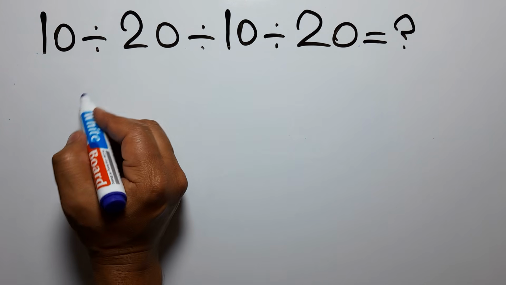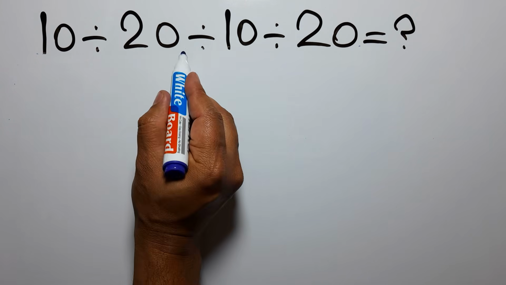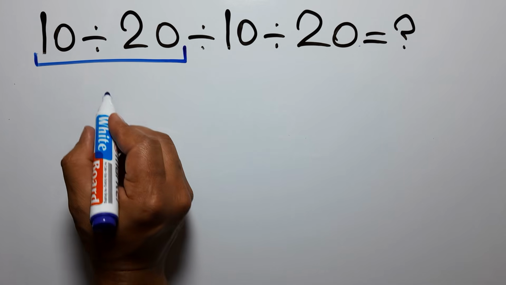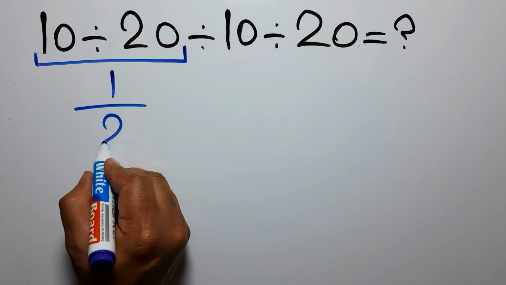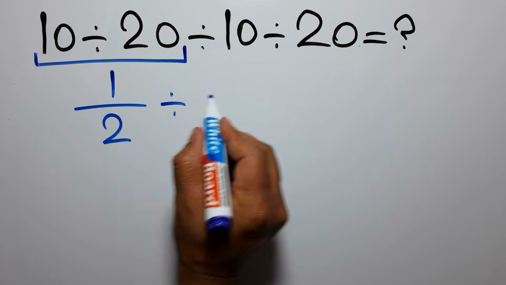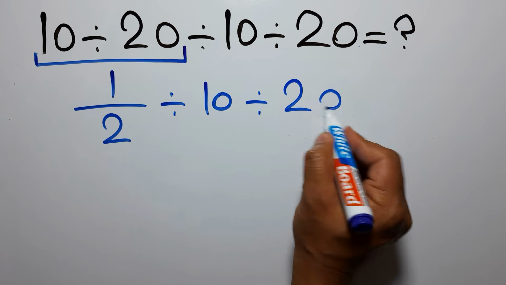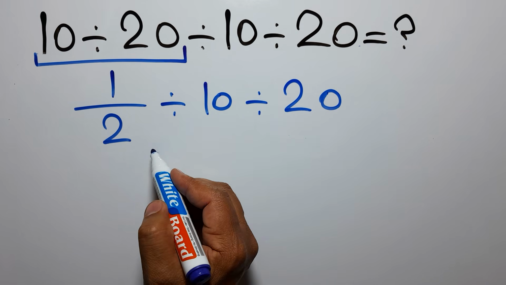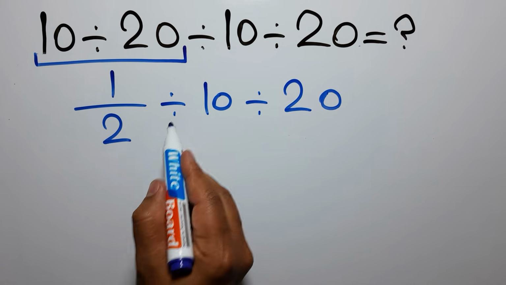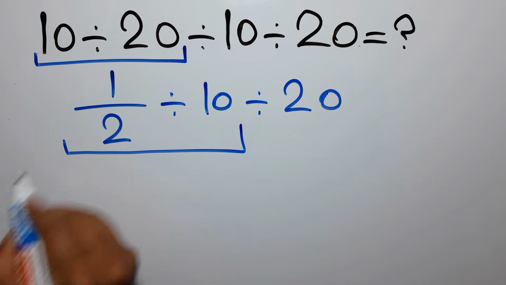So first we have to do this division. 10 divided by 20 can be written as 1 over 2. Then divided by 10 and divided by 20. Now we have to do this division: 1 over 2 divided by 10.